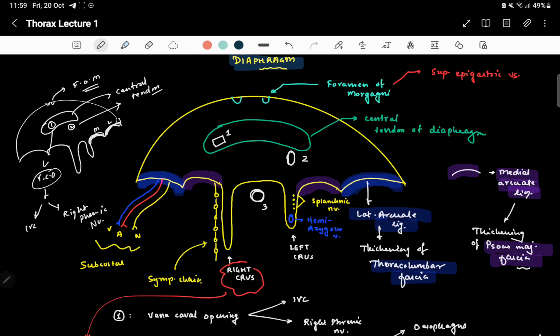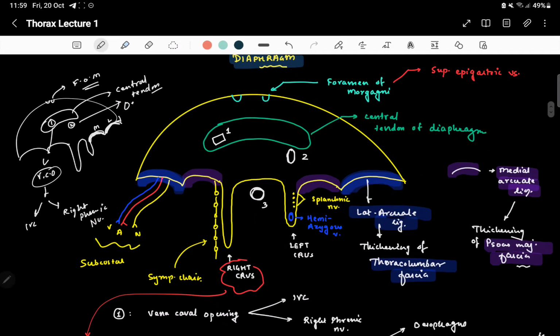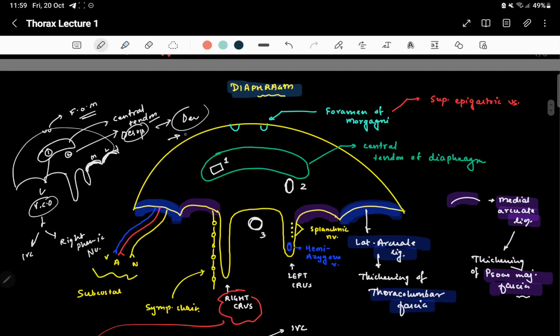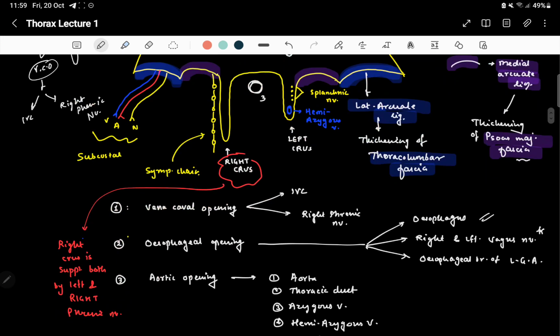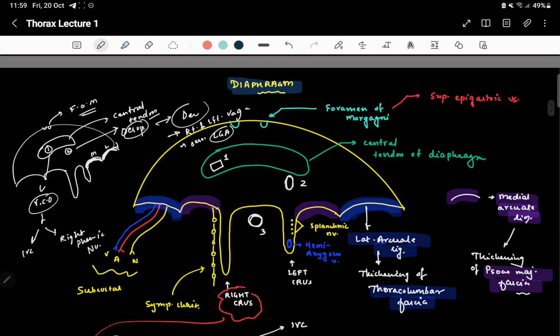Then you have the second opening here, which is elliptical in shape. That is your esophageal opening. Here what passes? Your esophagus passes, and the right and left vagus nerves also pass, and the esophageal branch of your left gastric artery also passes.